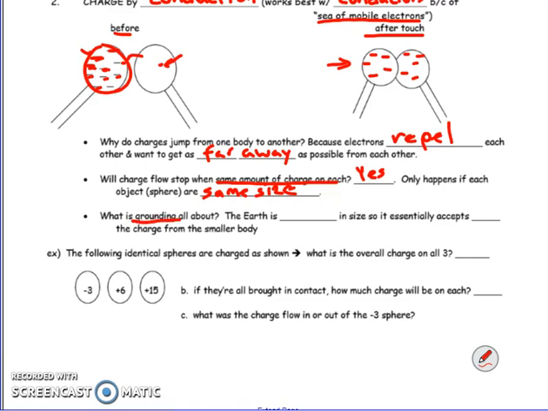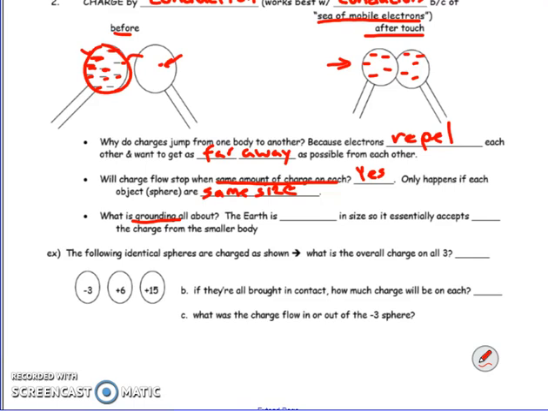So let's say I become charged and I want to get rid of my charge. Well, I don't want to touch something smaller than me because I want to get rid of a small fraction of my charge. Instead, if I want to get rid of essentially all my charge, I want to touch something that's much, much bigger than me. Something that those charges can really spread out on. And generally, that's the Earth or anything connected to the Earth.